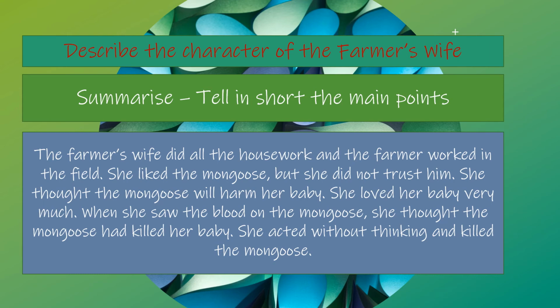When she saw the blood on the mongoose, she thought the mongoose had killed her baby. She acted without thinking and killed the mongoose. This is how we summarize the character of the farmer's wife.